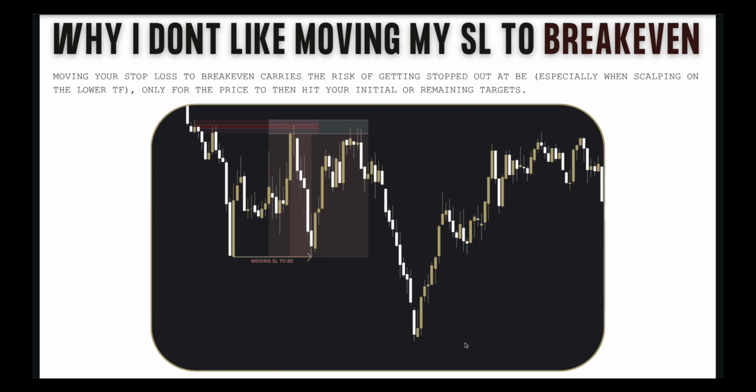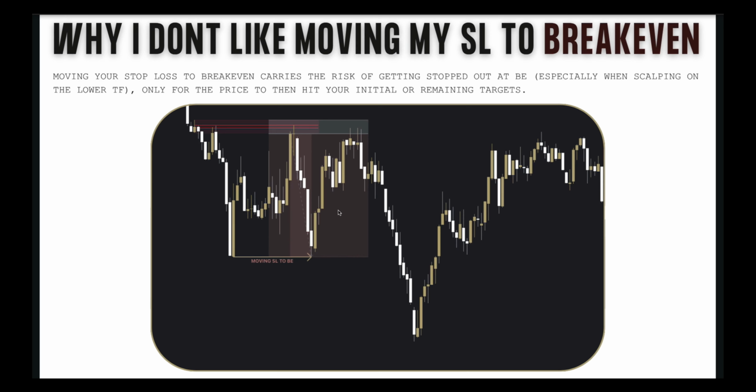Now, moving your stop loss to break even carries the risk of getting stopped out at break even, especially when scalping on the lower time frame, only for the price to then hit your initial or remaining targets. So check this out. Let's say you entered into a short right here, right? You entered it with a limit order, price is going down, and you decide to move your stop loss to break even here, right? Well, what happens?